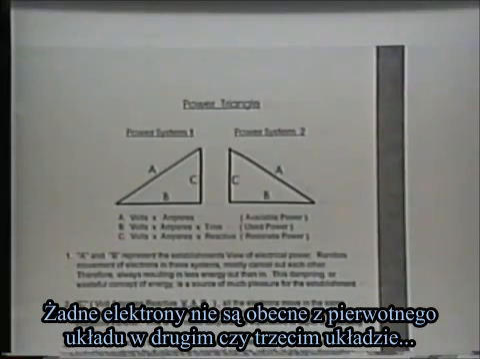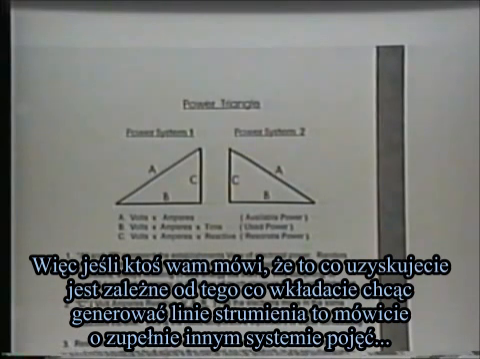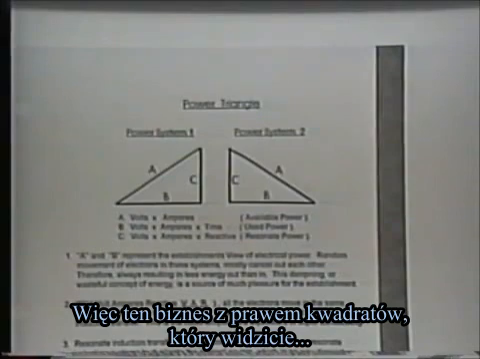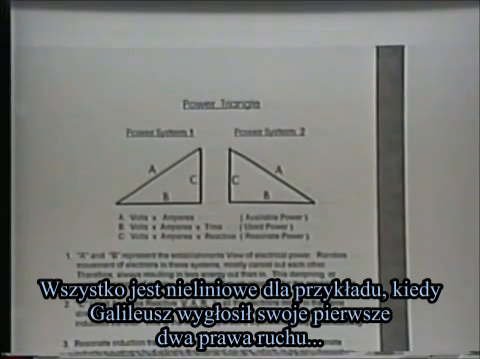See, none of the electrons from the original system are actually present in the second or third system. So if someone tells you that what you get out depends on what you put into it, once you've generated those flux lines, well, you're into a different language system which will translate back into electrical energy, and since you have a lot more of the flux lines, you have a lot more potential than you had to begin with. So this law of square business, you see it in anything that's nonlinear.